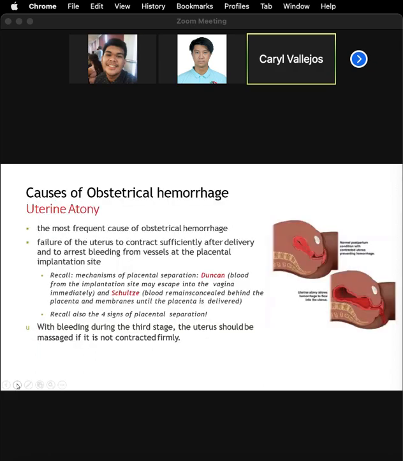What are the causes of obstetrical hemorrhage? Okay, uterine atony. This is the most frequent cause of obstetrical hemorrhage. It is the failure of the uterus to contract sufficiently after delivery and to arrest bleeding from vessels of the placental implantation site.